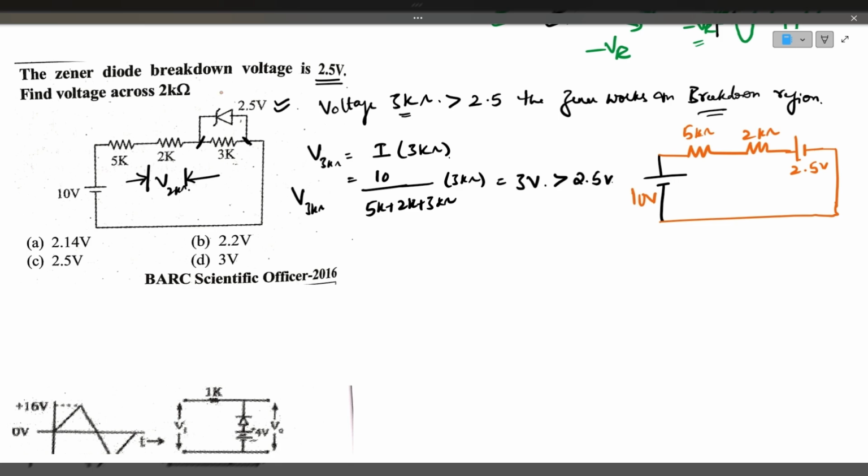Now he is asking us to find out the voltage across 2 kilo ohms. So voltage across 2 kilo ohms is current flowing in the circuit multiplied by 2 kilo ohms. What is the current flowing in the circuit? It is 10 minus 2.5 volts divided by 7 kilo ohms, multiplied by 2 kilo ohms. The voltage across this will be approximately 2.14 volts if you solve this. So the answer is option A.